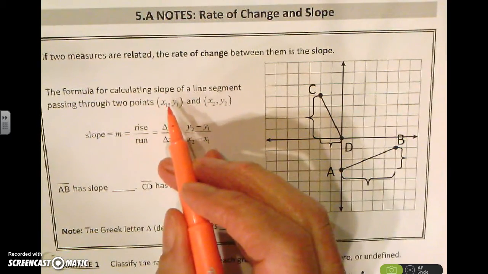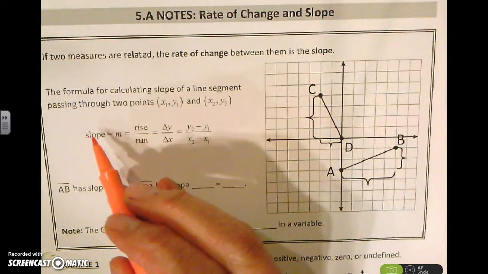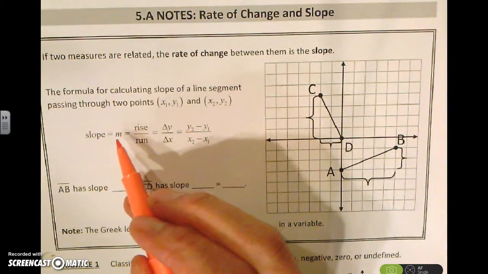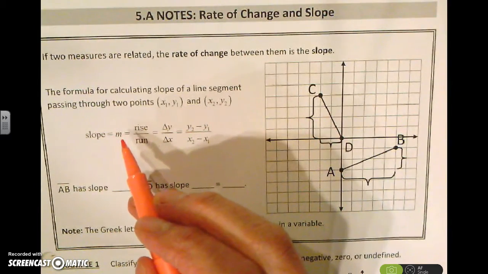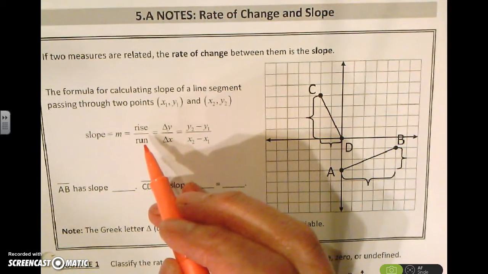So this means the first point, the x of the first point, and the y of the first point. The slope is going to be equal to, we always use the variable m for slope, rise over run. So what does that mean?